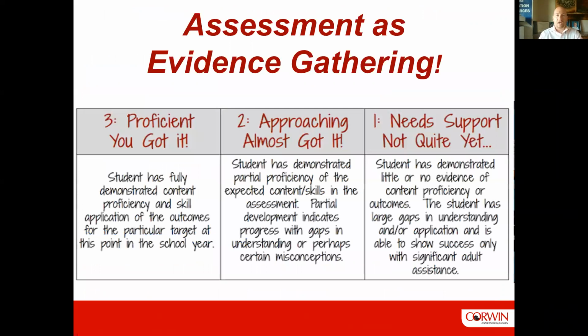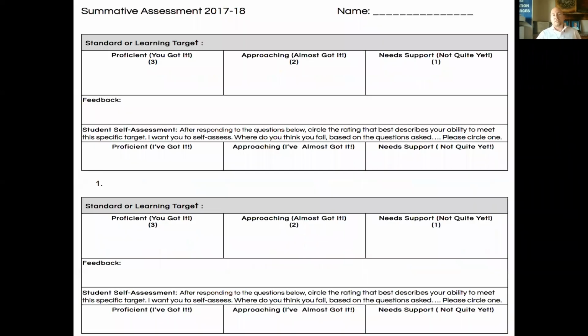So in our case, we have a 3-2-1 system we use. Now we talk about why you could use different types of systems, whether it's a 4, 3, 2, or 1. What our district, our teachers, and our admin team decided on was we wanted 3 levels of performance, which is what we moved forward with. But then this is really what helped shape our assessments.